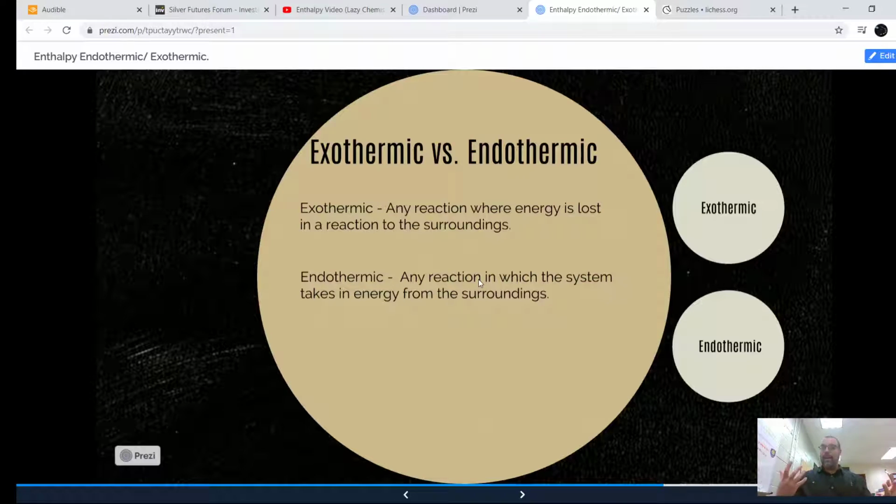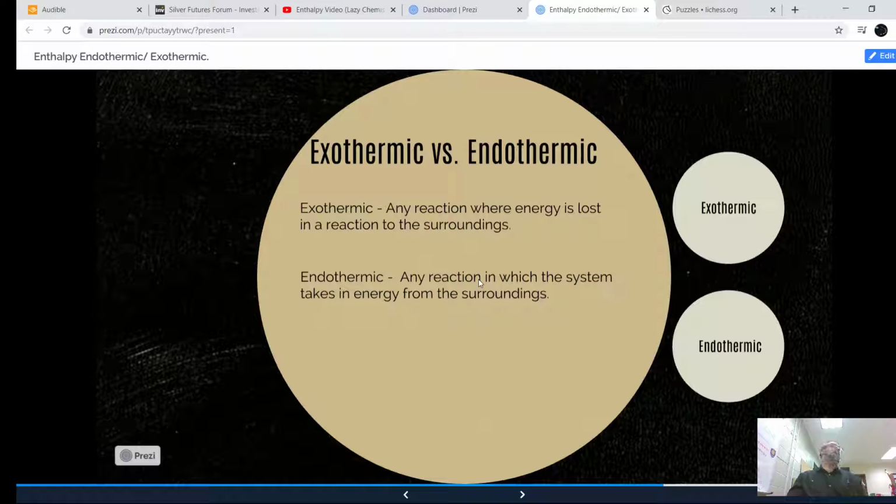Likewise, the opposite happens when you have an endothermic reaction. An endothermic reaction is going to take in energy from you, okay? That means it's taking the energy from the surroundings, which in this case is usually going to be yourself, and it's absorbing it into that system, okay? So if it feels cold, that's usually an endothermic process because it's absorbing energy from you. And if it feels warm, that's usually an exothermic process because it's giving energy off to you.